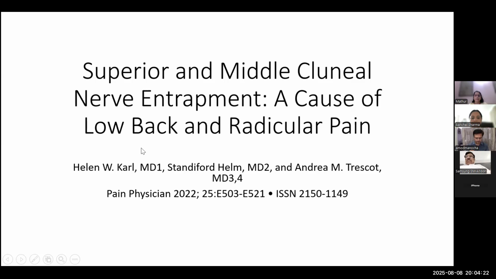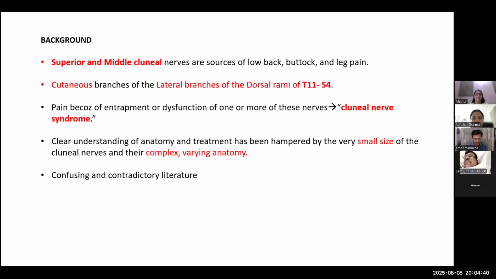So today's topic is superior and middle cluneal nerve entrapment, a cause of low back and radicular pain. Authors are Helen Karl, Sandiford Helm, and Andrea M. Pressott from Pain Physician 2022, volume 25.